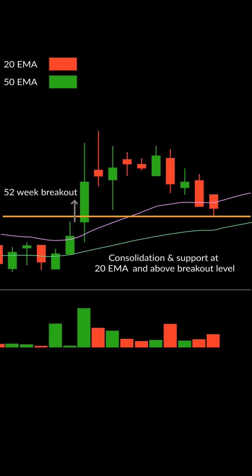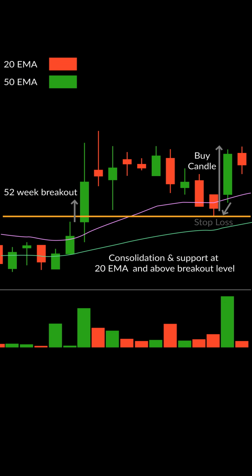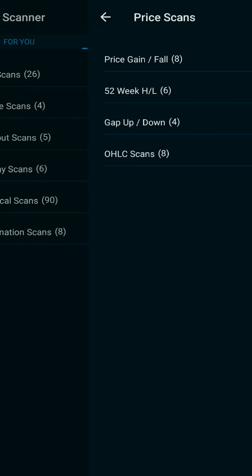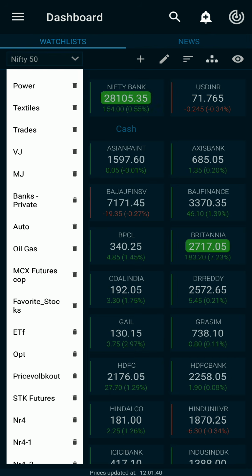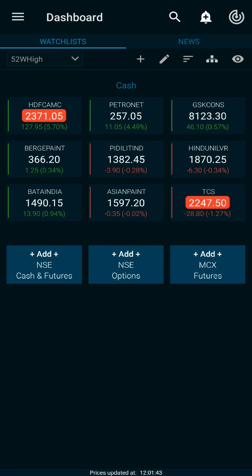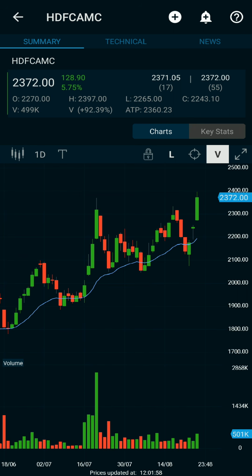Our objective is to enter a long position when the larger trend resumes with a tight stop loss below the recent swing low. Most of these breakouts tend to occur in the first hour of trading, so be vigilant during that time every day. Now let's go to the watch list we've created and take a look at the charts of these stocks. I open the first chart, HDFC AMC.